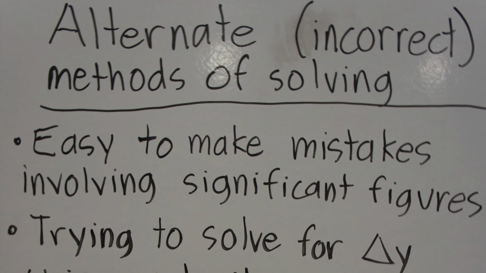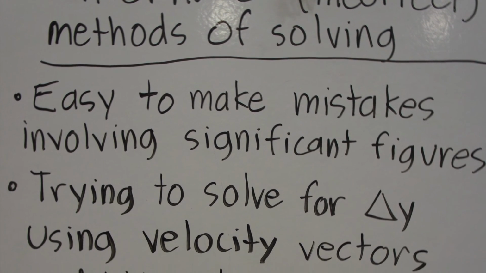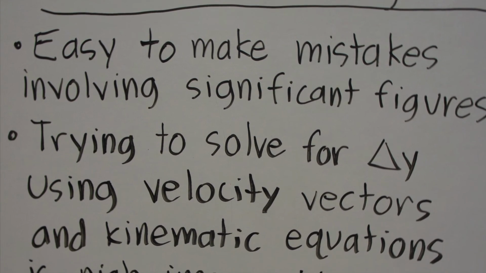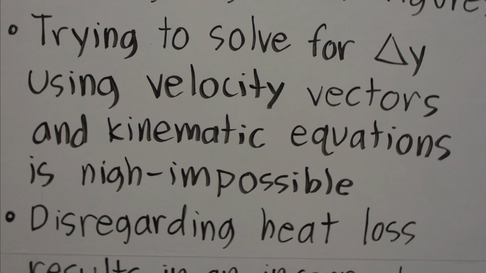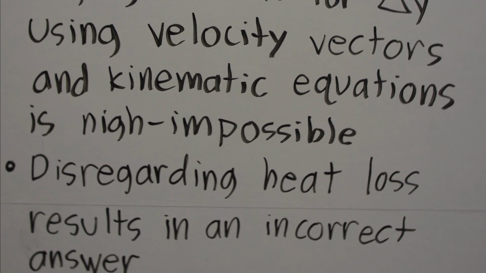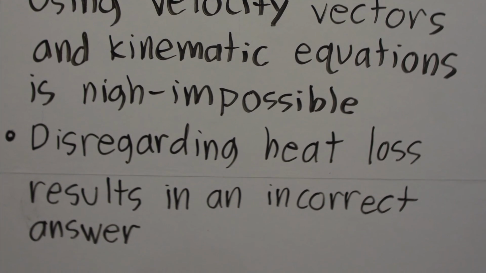Alternate incorrect methods of solving. It is easy to make mistakes involving significant figures. Trying to solve for delta y using velocity vectors and kinematic equations is nearly impossible. Disregarding heat loss results in an incorrect answer.